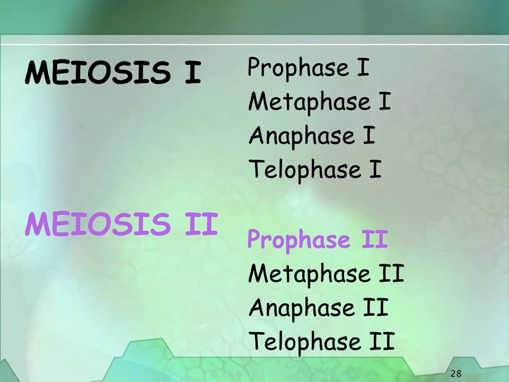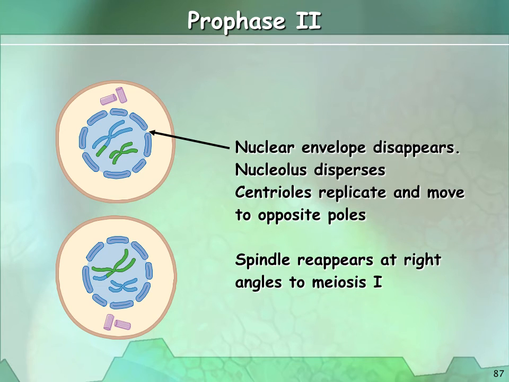Starting off with prophase II. The nuclear envelope disappears, the nucleolus disperses, the centrioles replicate and move to opposite poles, and then the spindle reappears at right angles to meiosis I.